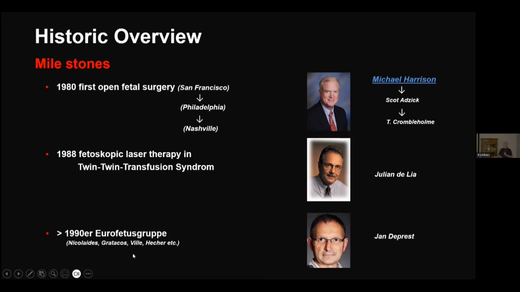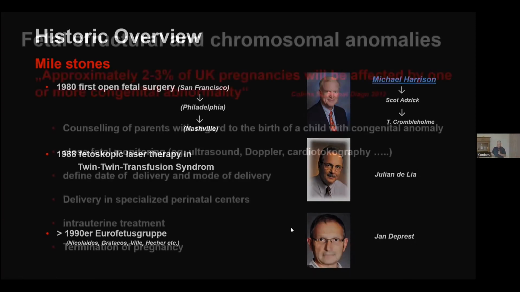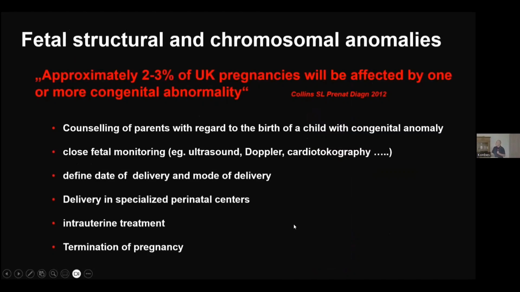And also that was modified by the Eurofetus group, that at first was led by Jan Deprest and Nicolaides and Gratacós and so on. So why should we make an ultrasound in detail? We find 2 to 3% of all pregnancies will be affected by congenital abnormality.